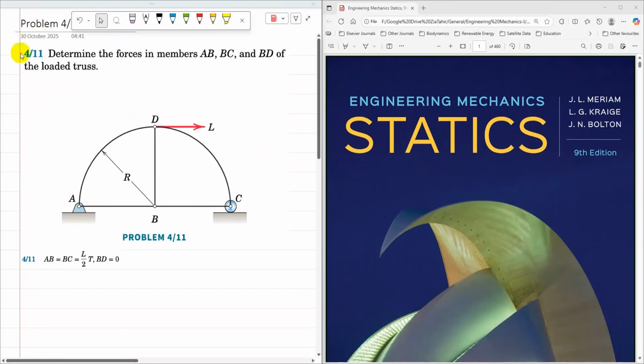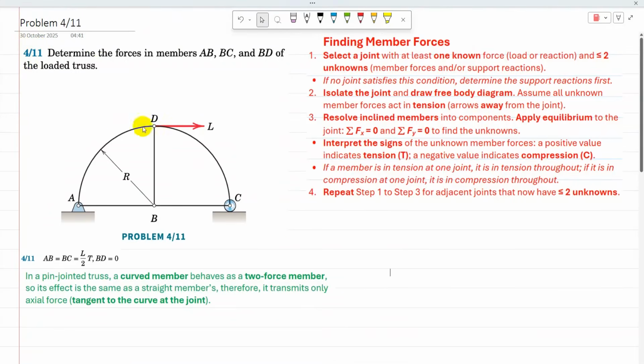This video tutorial is the solution to problem 4/11 of Engineering Mechanics Statics, 9th edition, by J.L. Meriam. The statement of the problem is: determine the forces in members AB, BC and BD of the loaded truss. AB, BC and BD are all linear members.